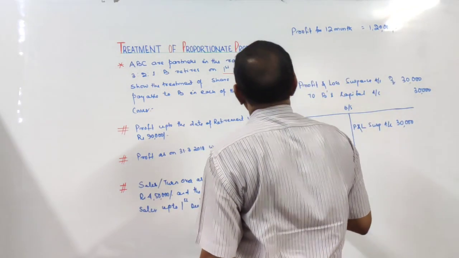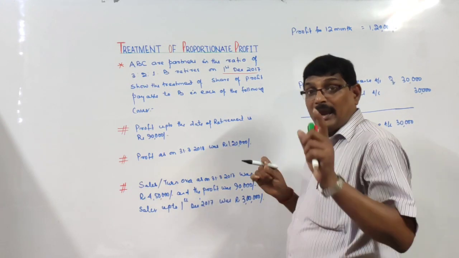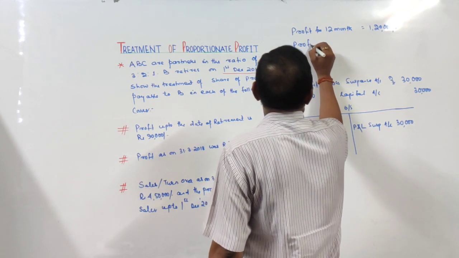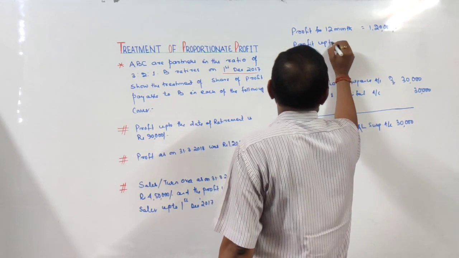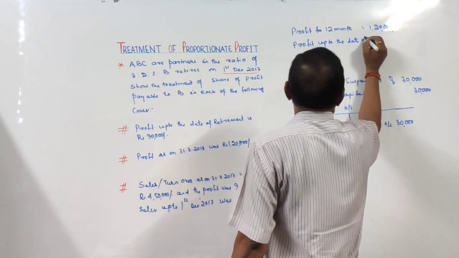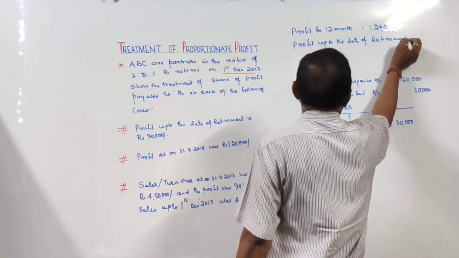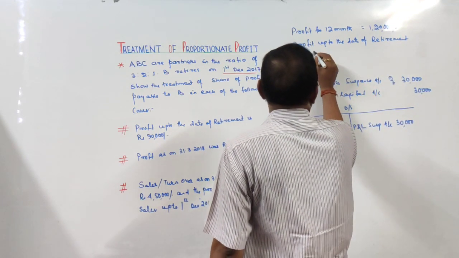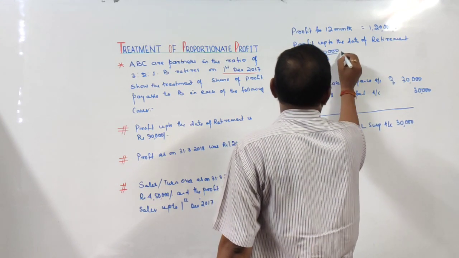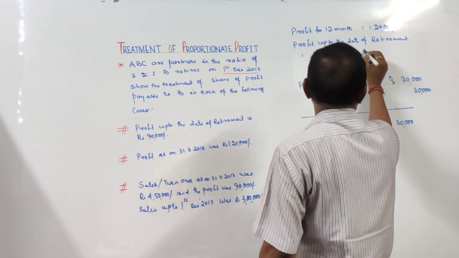Right? So the partner retired on 1st December, that is after 8 months. So profit up to the date of retirement will be how much? 1,20,000 was for 12 months. How much is for 8 months? Right? It will be 80,000 rupees.